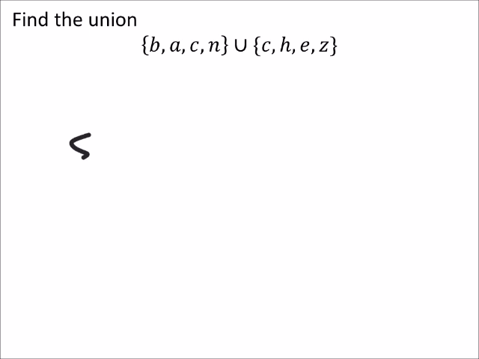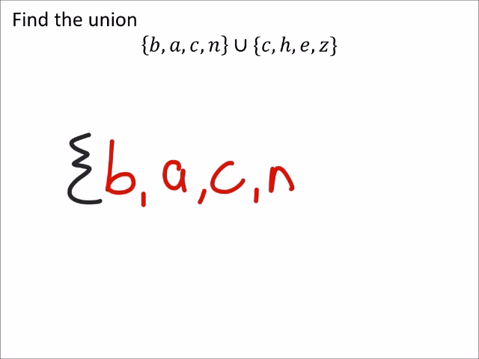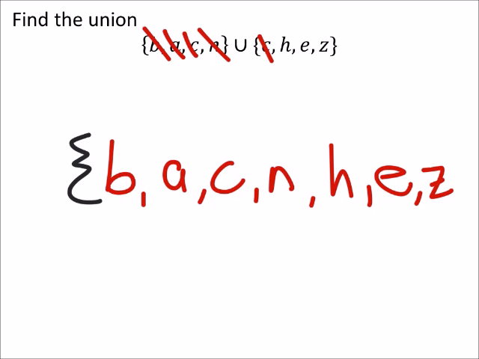So we're just going to list everything in this thing. We got a B, A, C, and an N. And if it helps for you to keep track of which one you've used, just cross them out. We did already use that C. So we got a H, E, and a Z. And hopefully you left more room for yourself. And that would be the union between these two.